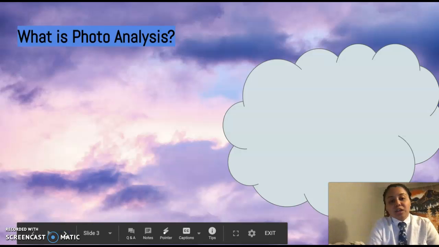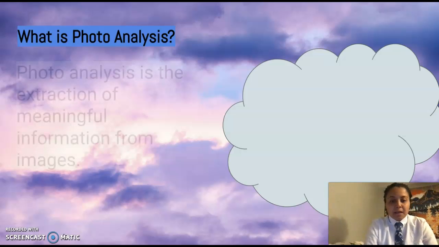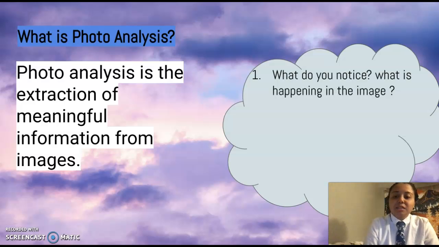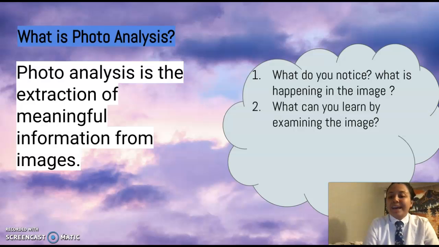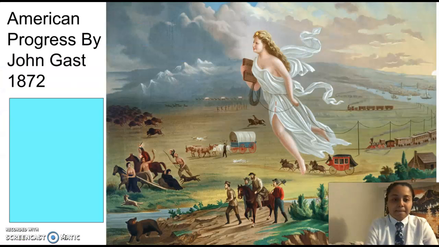So in order for us to truly understand what manifest destiny is and its effects, we are going to do something called a photo analysis. A photo analysis is the extraction of meaningful information from images. So we're going to look at one very important image and we're just going to take out information. But the questions you're going to be asking are: What do you notice? What is happening in the image? What can you learn by examining the image? What did you find out from this document or image that you might not learn anywhere else?